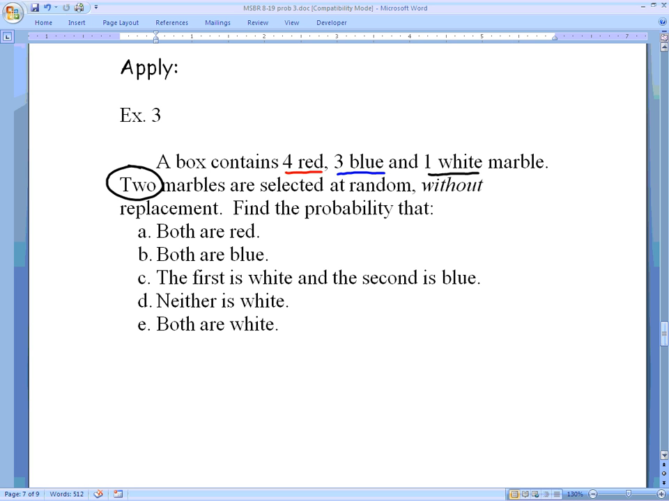So without replacement, replacement means to put back, or replace is the root of that word. And so we're not going to put back. So we take 1 marble out, and then we reach in for a second one.